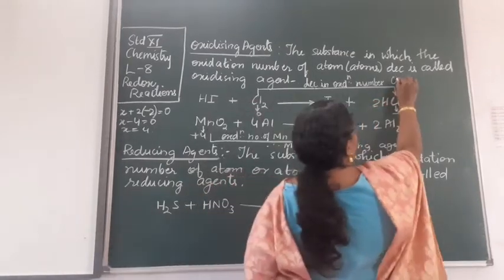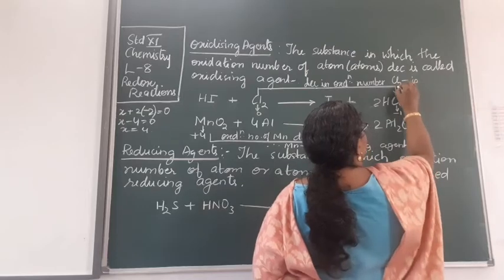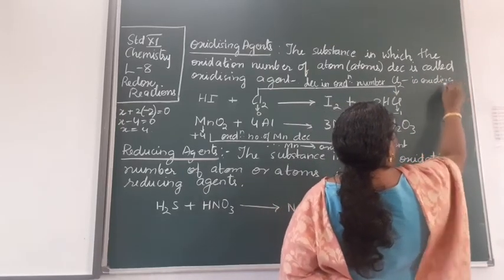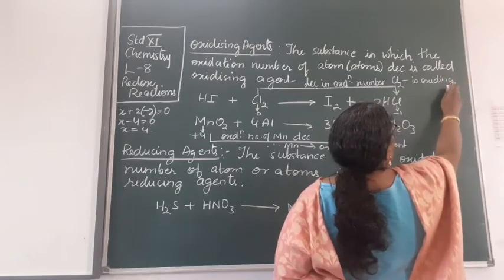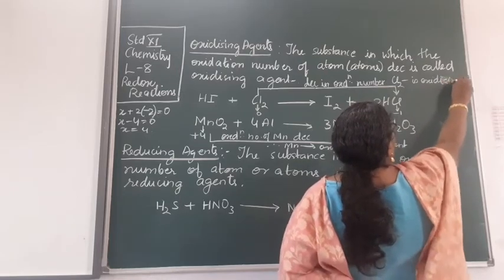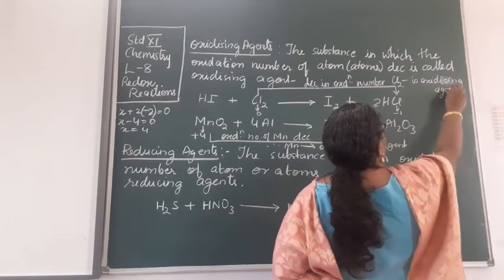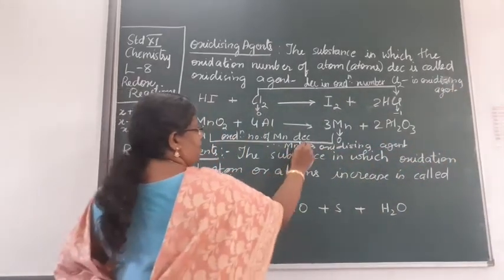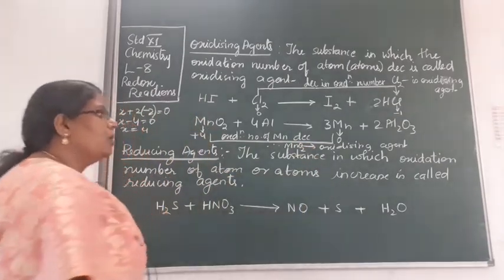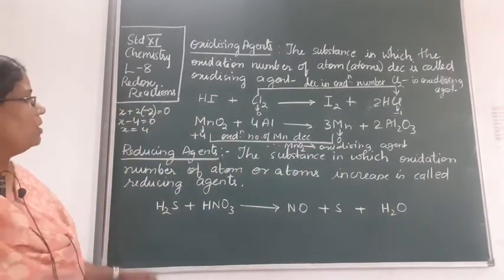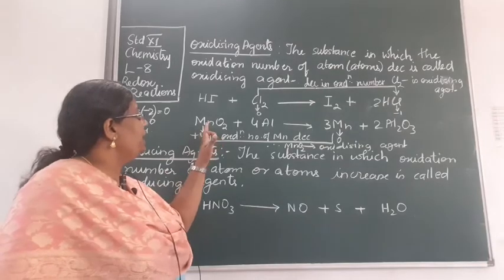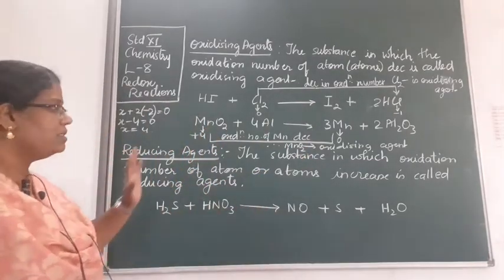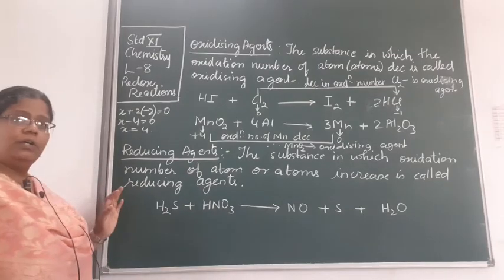Here Cl2 is the oxidizing agent. यहाँ पे हम सिर्फ Mn नहीं बोलेंगे, MnO2 बोल देंगे. Okay, MnO2 is the oxidizing agent because in MnO2 you are finding that Mn का oxidation number is decreasing. Got it? So, that is the oxidizing agent. Got it?